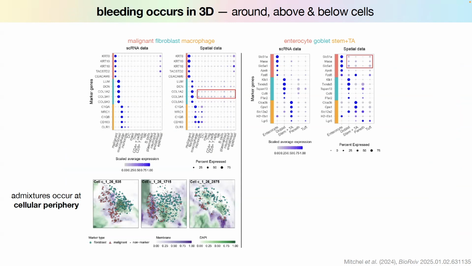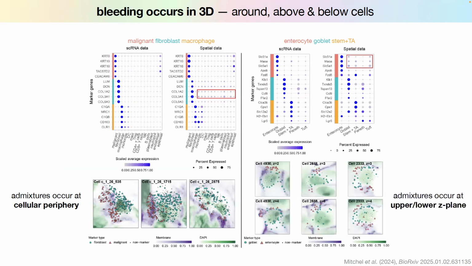And then they also show that if you look at this effect in three dimensions, it tends to happen on the top and the bottom, which again makes sense because there could be cells sitting on top of you, right? So this spatial bleeding occurs in space around a cell, which makes sense.